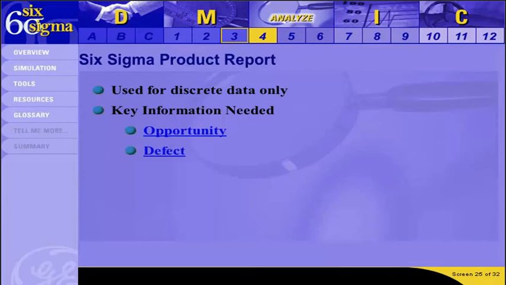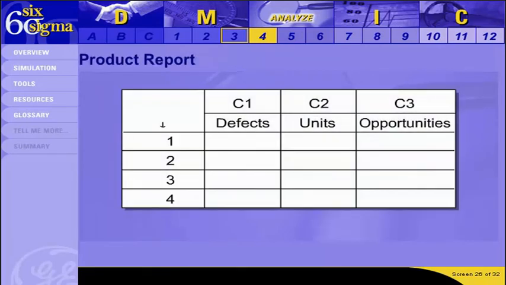A defect is a nonconformity in a product. Units refer to the items, parts, subassemblies, assemblies, or systems inspected or tested. To calculate sigma, we need the number of units inspected or measured. On the next screen, we will add the data necessary to create a product capability report. Click Next to continue. We start by entering the data shown in a Minitab spreadsheet.